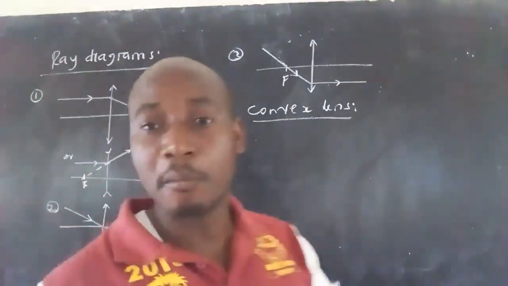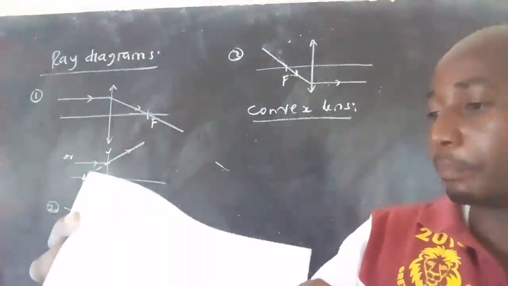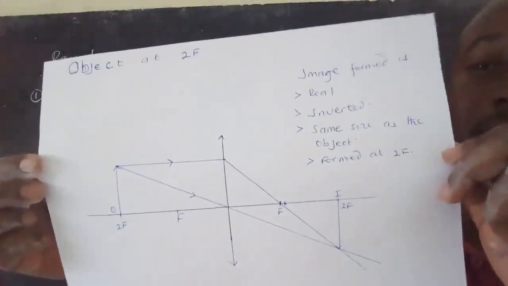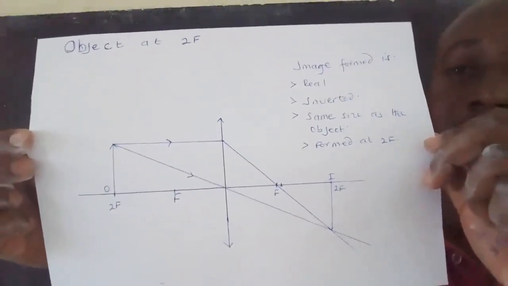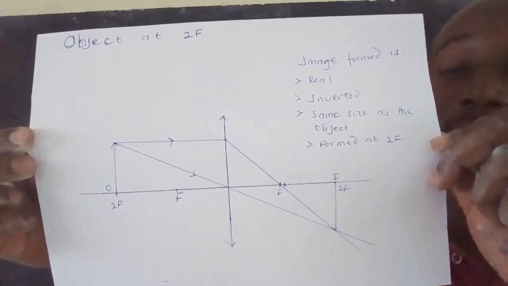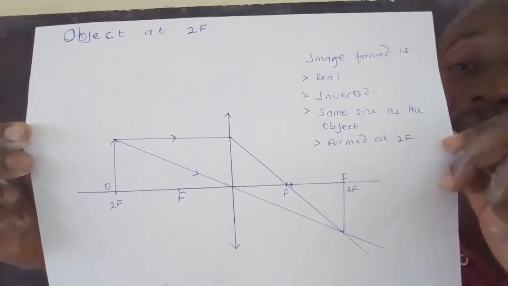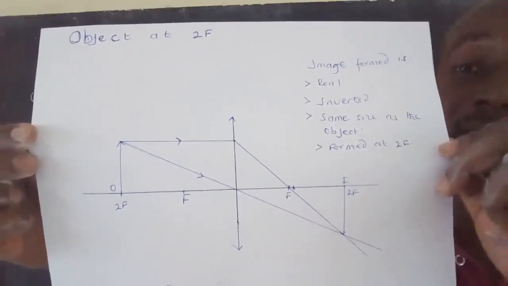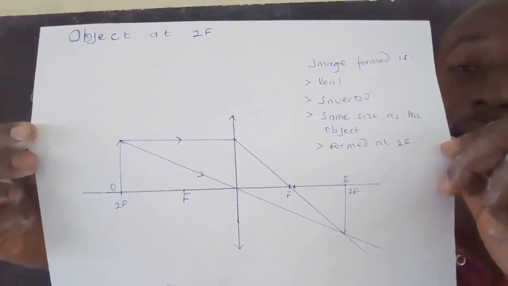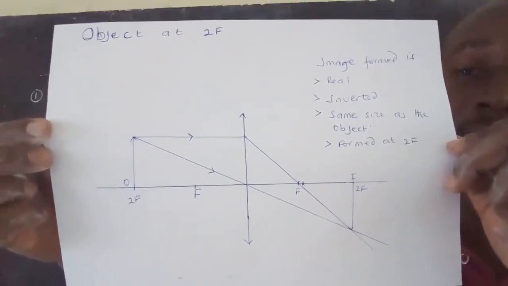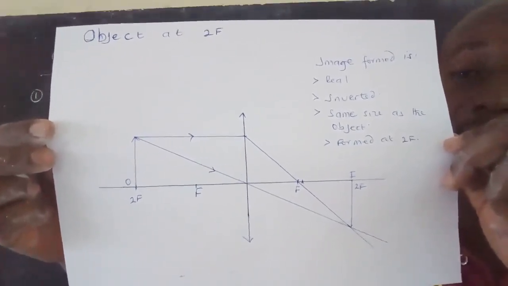The object placed at 2F. It is here. Like in concave mirrors, when the object is placed at the center of curvature, it forms the image at the center of curvature of the same size. So the same thing with this. The image formed is of the same size. It is formed at 2F. It is real and inverted, and the same size, the same height. Okay.